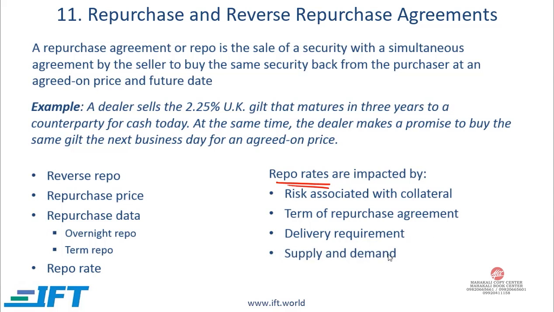Supply and demand of the collateral. If the supply of the collateral is relatively low, in other words, the collateral is scarce, then the repo rate is lower. The reason is, if the supply is low, then clearly the collateral is valuable. And since the collateral is valuable, the rate is lower. And finally, the interest rates of alternative financing also impact repo rates.